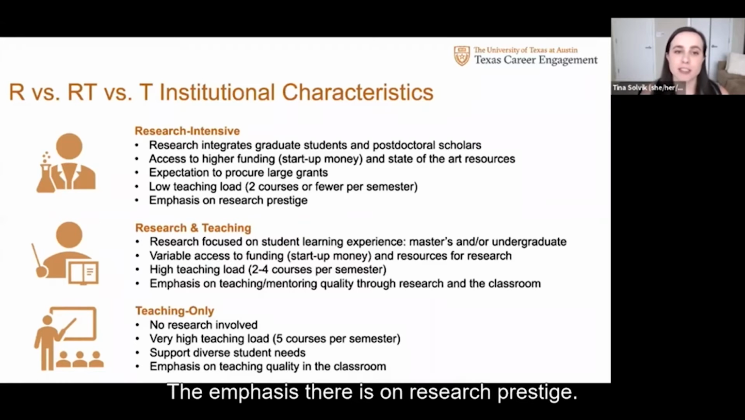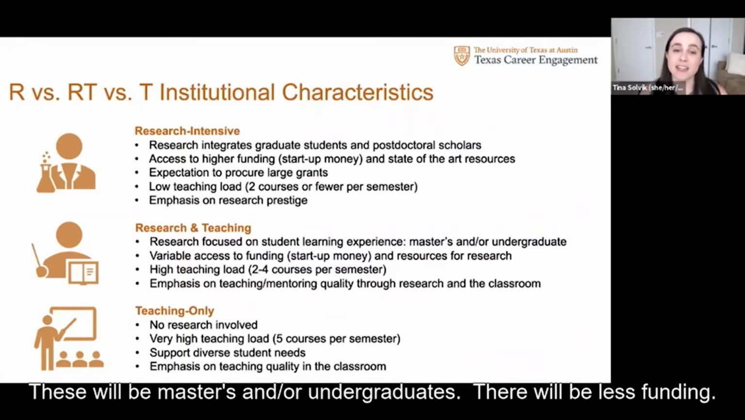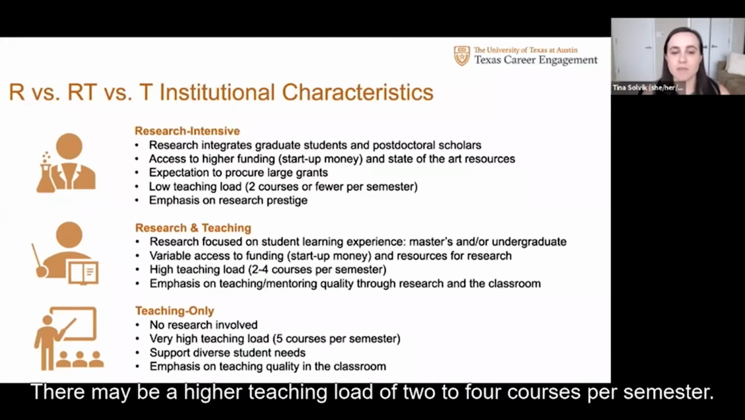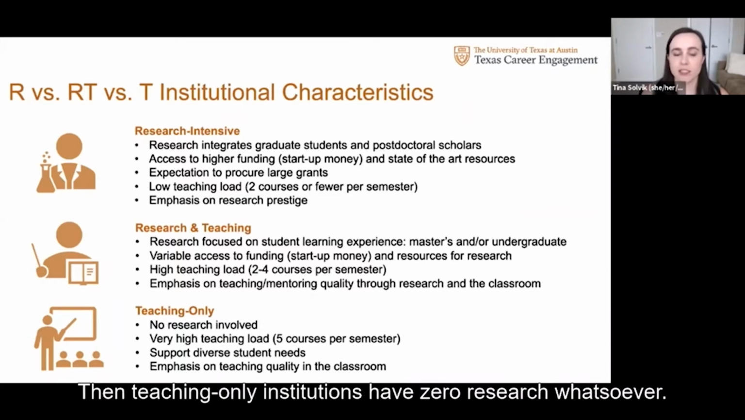At research and teaching institutions, they're going to be focused on the student learning experience both in and outside of the lab. And these will be master's and undergraduate students. There will be less access to funding and fewer state-of-the-art resources. There may be a higher teaching load of 2 to 4 courses per semester. And they're really focused on that teaching and mentoring quality.